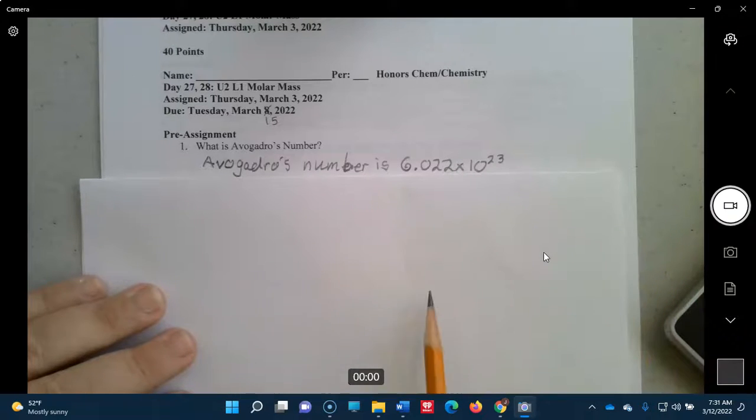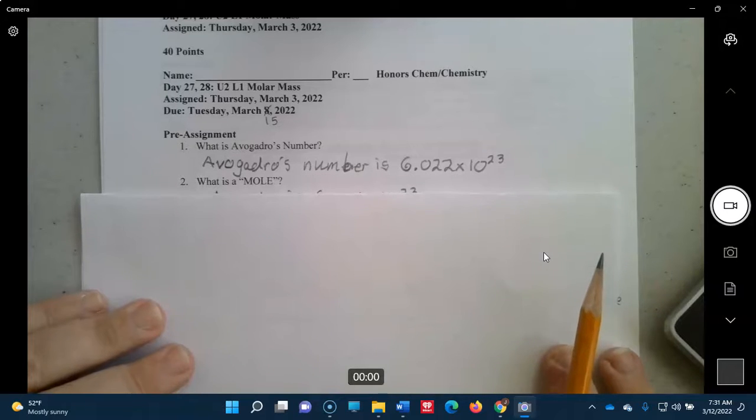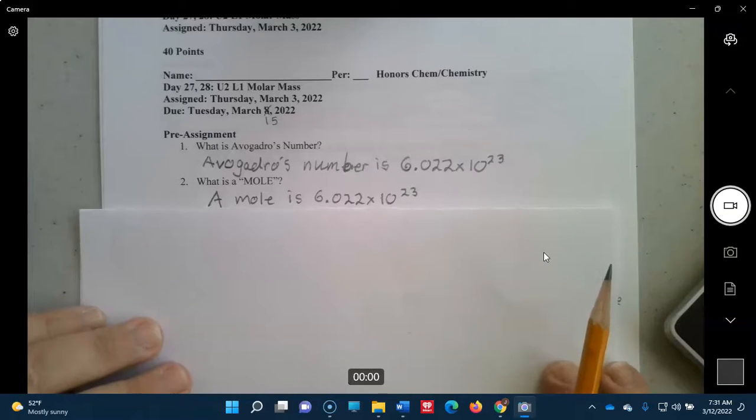So here we go. So what's Avogadro's number? Avogadro's number is 6.022 times 10 to the 23rd. Could be of anything. Atoms, molecules, pizzas, dogs. It doesn't matter. It's just a number like a dozen is 12. What is a mole? A mole is 6.022 times 10 to the 23rd. Mole is the word we use in everyday conversation. You almost never hear the term Avogadro's number again.